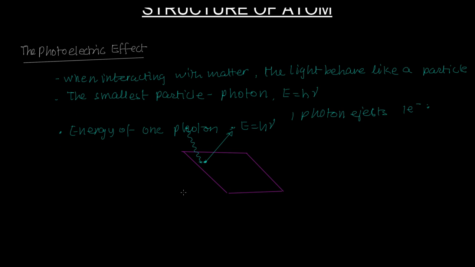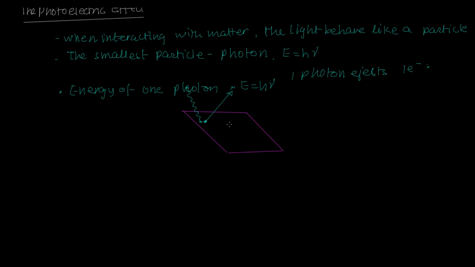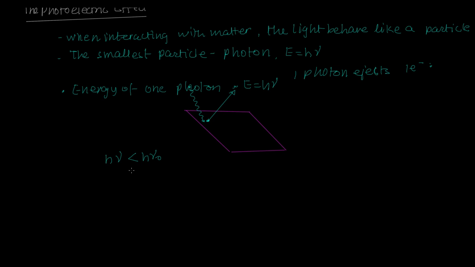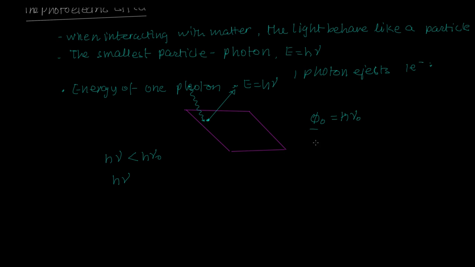Since one photon is responsible for ejecting one electron, whenever h nu is less than h nu naught, where nu naught is the threshold frequency, it means it is less than the work function. The work function is the minimum amount of energy required to eject one electron, and that is why I have a threshold. So nu naught corresponding to this amount of energy is the threshold. This is not a huge amount of energy. It is given in terms of electron volts, a few electron volts.